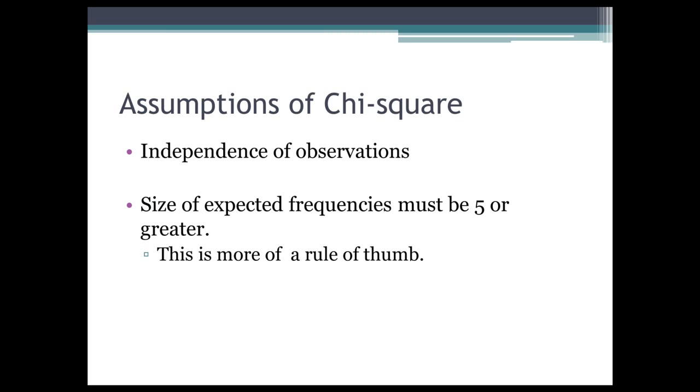So what are the assumptions of chi-square, which is a non-parametric test? The one that there's an independence of observations. You're already familiar with this from the assumptions of parametric tests. So that one falls over from parametric to non-parametric. And then also an assumption of chi-square is the size of the expected frequencies must be 5 or greater. This is more of a rule of thumb. You can do an actual power analysis to figure out what sample size may be required to do a chi-square analysis, but that's out of the purview of this class.